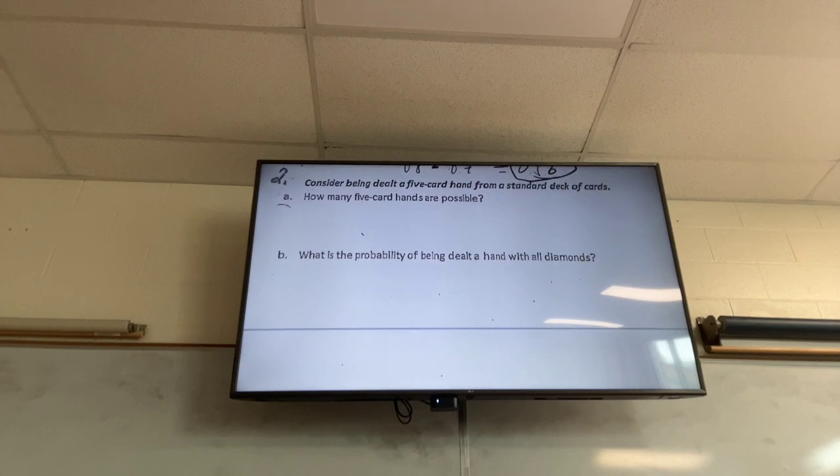Consider being dealt a 5-card hand from a standard deck of cards. How many 5-card hands are possible?